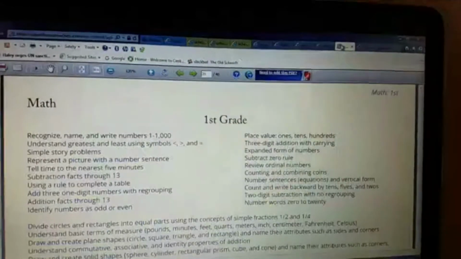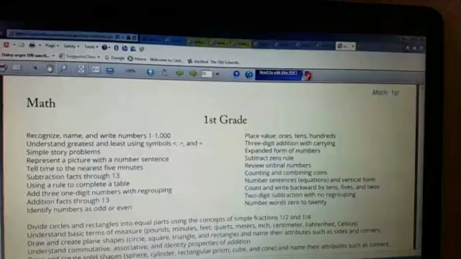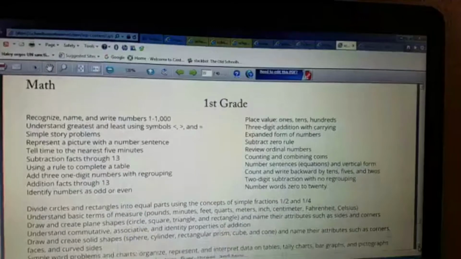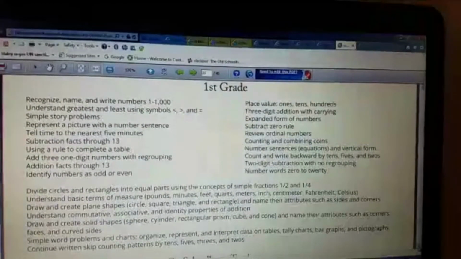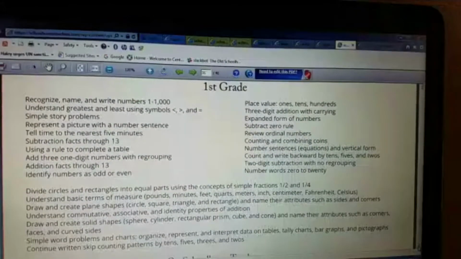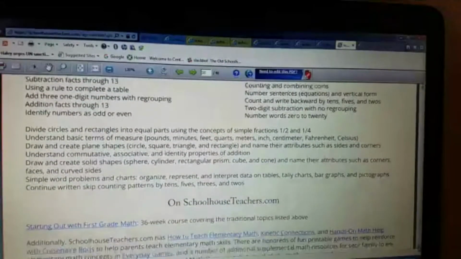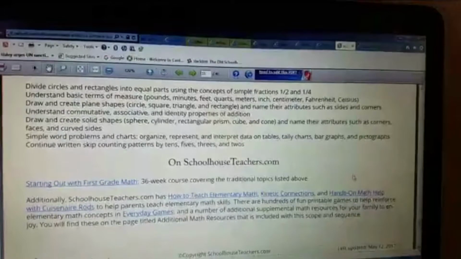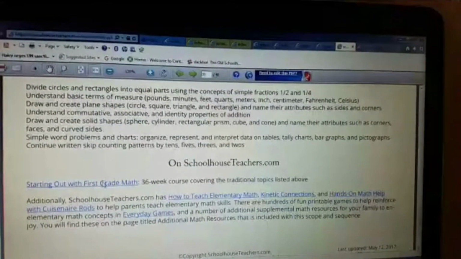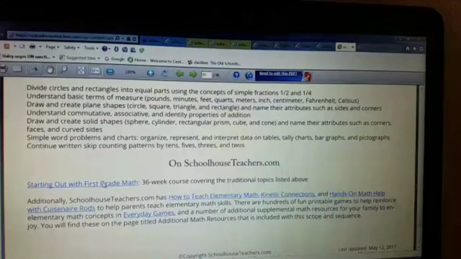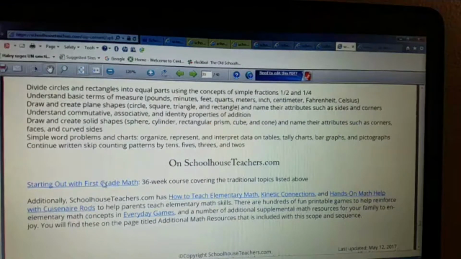Okay, the next thing we're going to talk about is math. We have a complete math program at Schoolhouse Teachers. Look at all the things that your first grader needs to know. Tell time, recognize numbers 1 to 1,000. On Schoolhouse Teachers, we have starting out with first grade math, and this is a 36-week course covering the traditional topics listed above. Let's look at it.